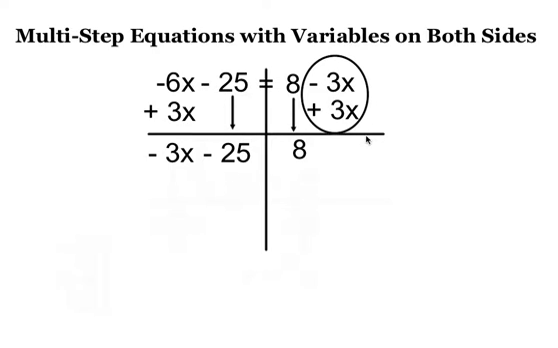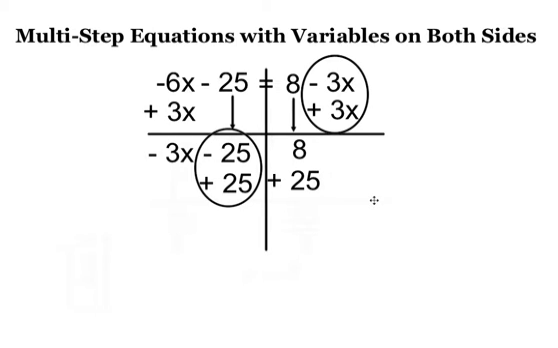Now I have gone from a multi-step equation to a two-step equation where I just have my variable on the left side of the equation. After I do that, I've got to get my numbers all to the right side of the equation. I'm going to do that by making a zero pair with my negative 25. Negative 25 and positive 25 are going to make 0. But if I add 25 to the left side of the equation, I have to add 25 to the right side of the equation also.